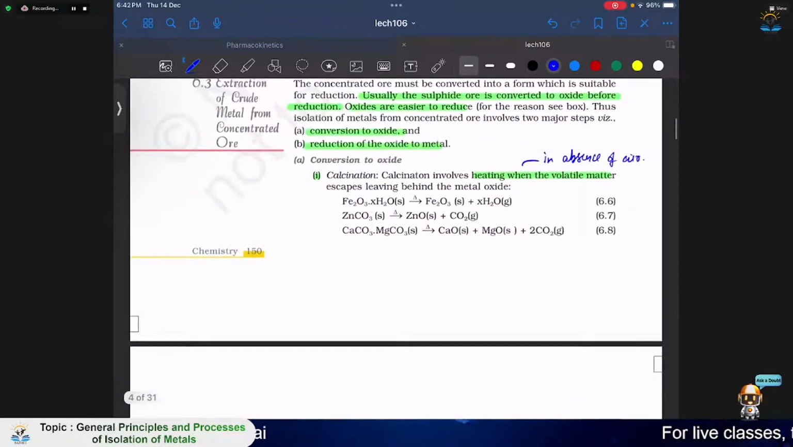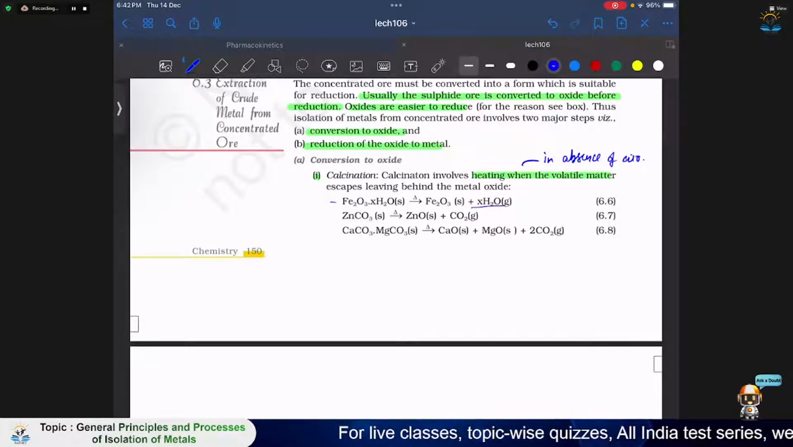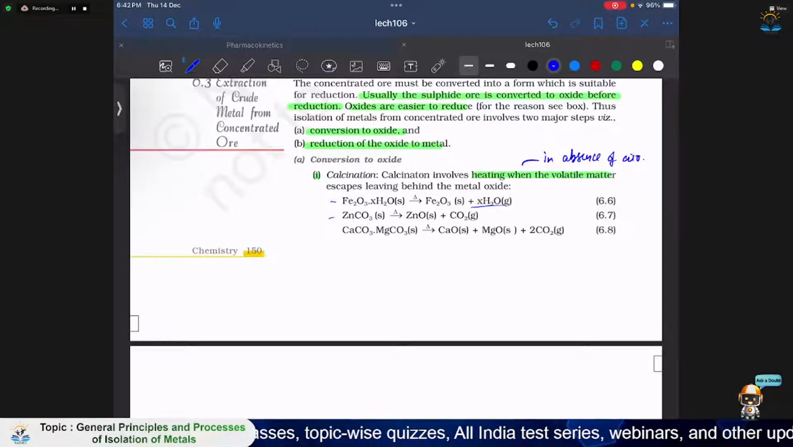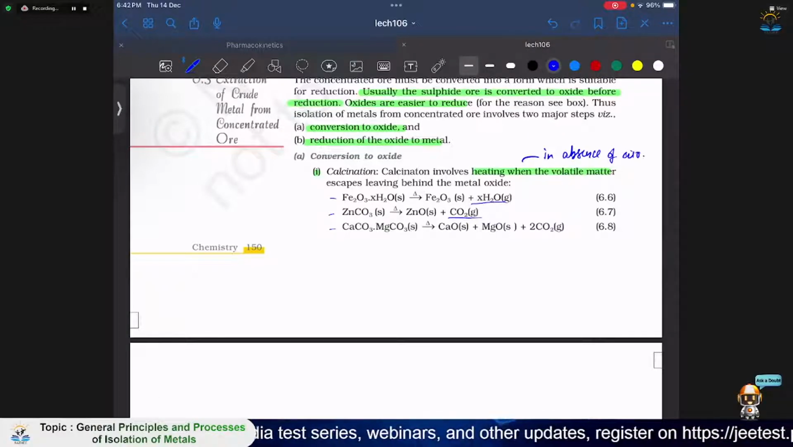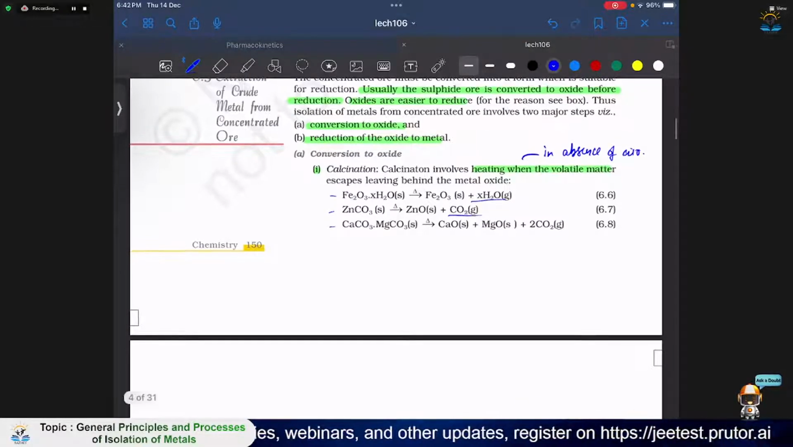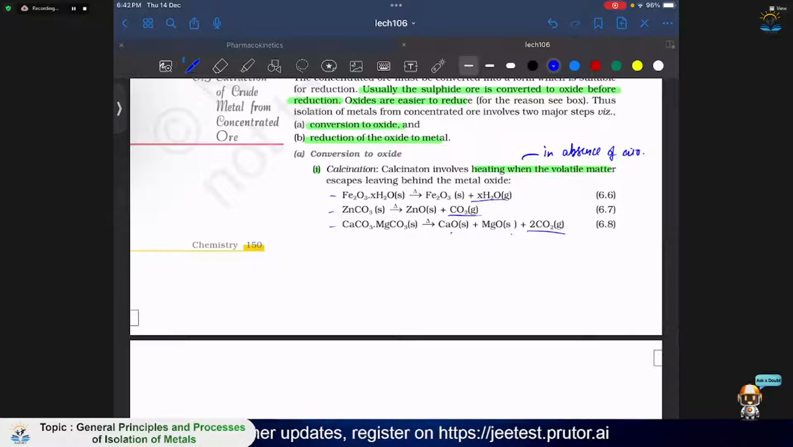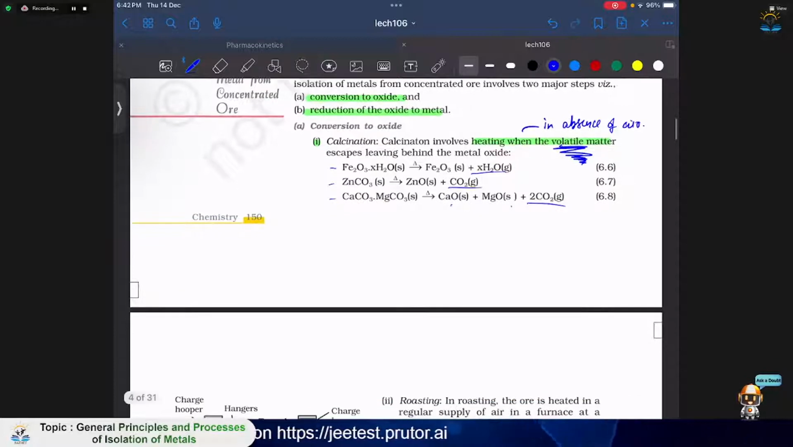If any impurity is volatile, then to remove it, you'll use calcination. Suppose, first example, Fe2O3.xH2O. So H2O is an impurity, and if you can remove it as a volatile vapor, you do it by calcination. Similarly, heat ZnCO3, you get CO2 removed and you get the zinc oxide. CO2 is volatile, you do it by calcination. Similarly, calcium carbonate and magnesium carbonate, dolomite, you remove CO2, it is volatile, so you do it by calcination and you get the oxides of both the metals. So calcination is typically for volatile matter which escapes, leaving behind metal oxide.